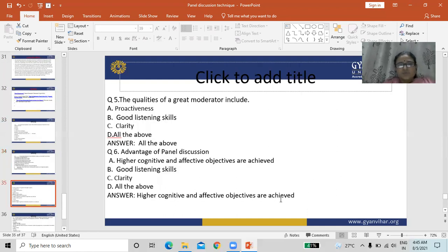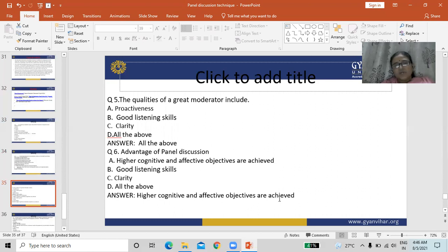Next MCQ: the qualities of a great moderator include. Option A, proactiveness; option B, good listening skills; option C, creativity; option D, all of the above. So the qualities of a good moderator: all of the above. Answer is all of the above.